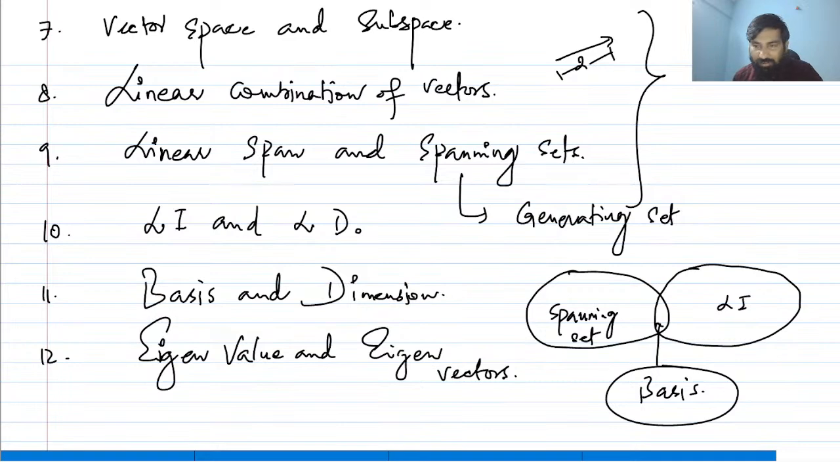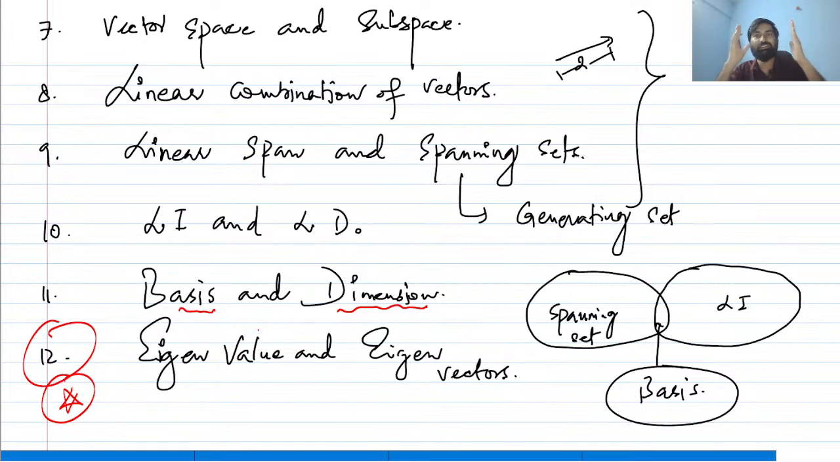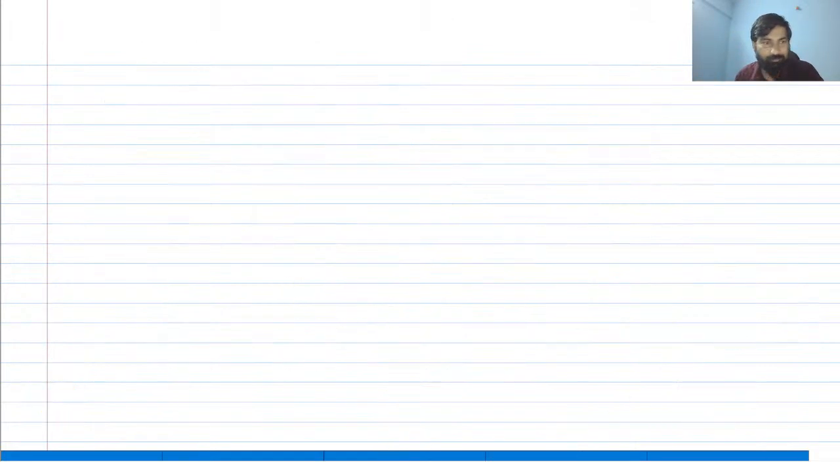So eigenvalues and eigenvectors, this is a very, very important topic, that's why I'm highlighting it. Also, basis and dimension are very important. Basis is nothing but a set of vectors, and dimension is just a number, the number of vectors which are present in the basis.